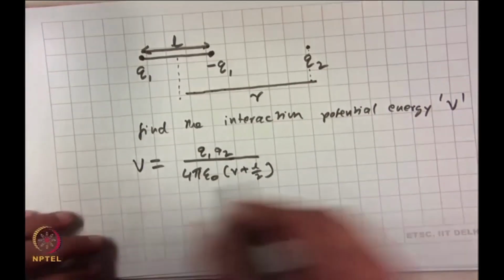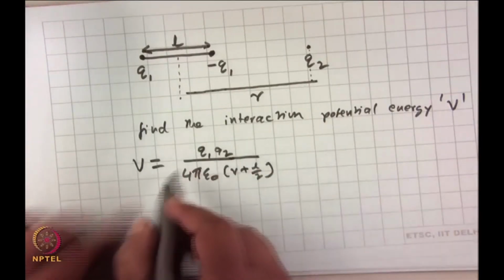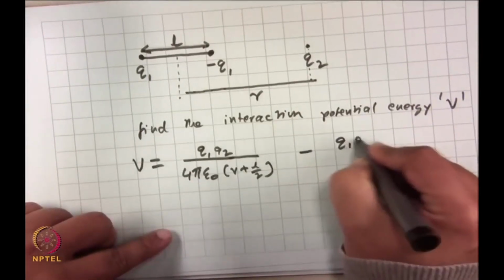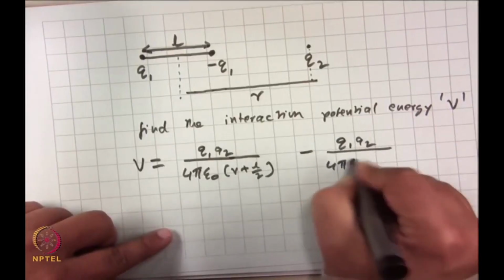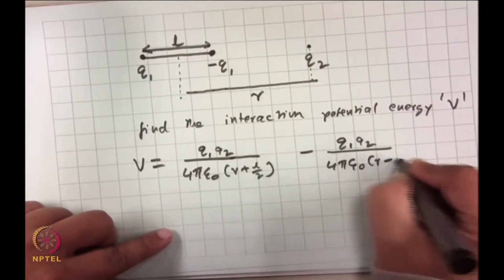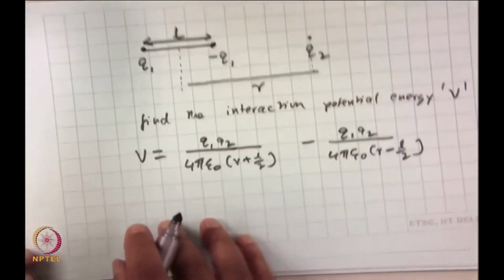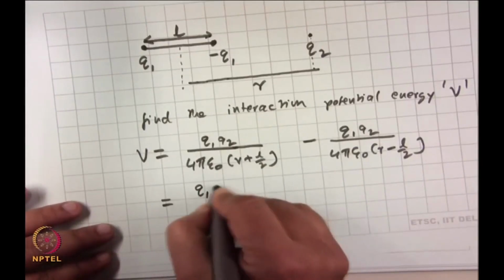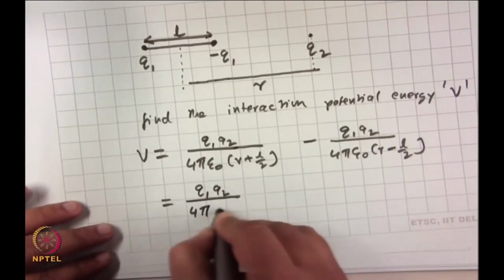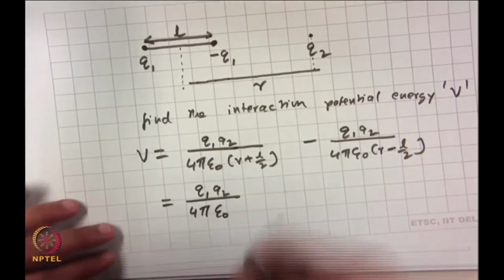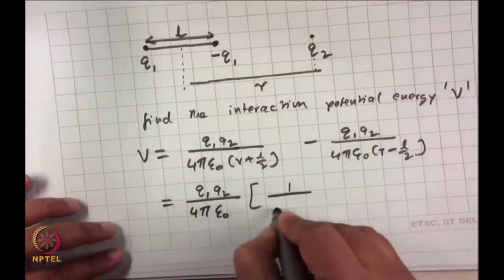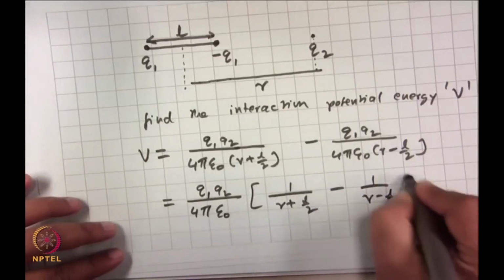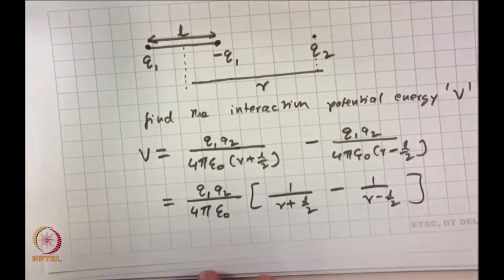Now what about the next one? So you can see this is a positive one, right, because it is a repulsive potential. This one would be minus Q1 Q2 4 pi epsilon 0, then R minus L by 2. Clear? So now I can make it a little more simple. I can write Q1 Q2 4 pi epsilon 0. Then I can write this as 1 by R plus L by 2 minus 1 by R minus L by 2. Okay.